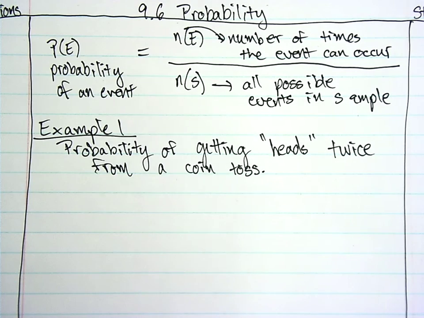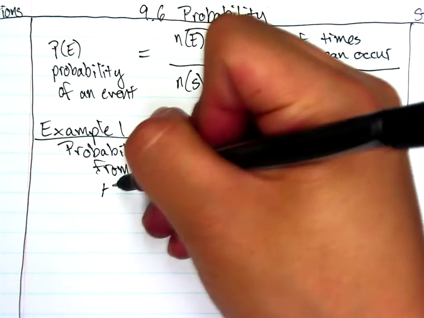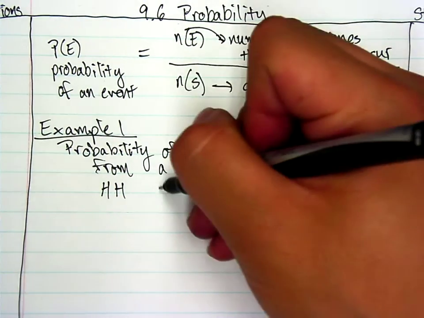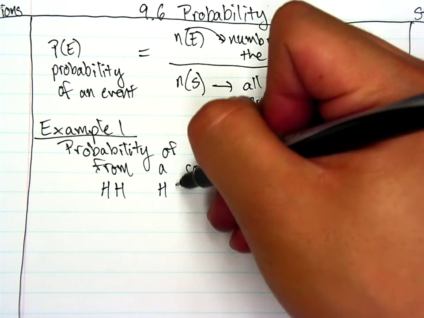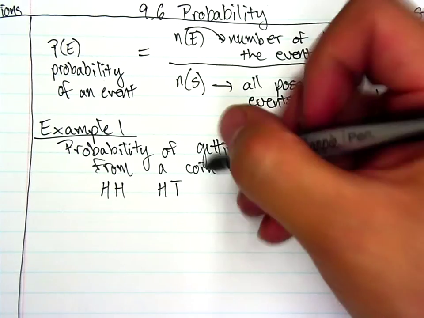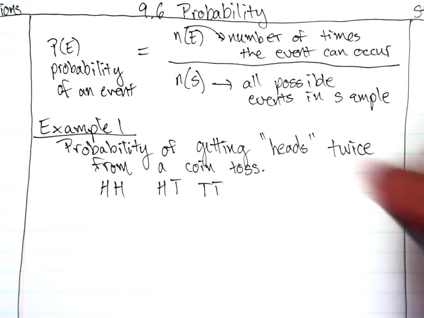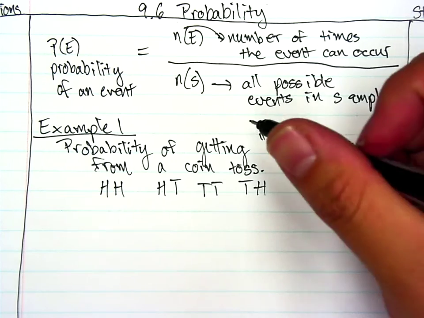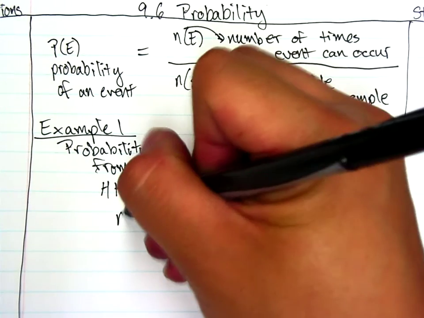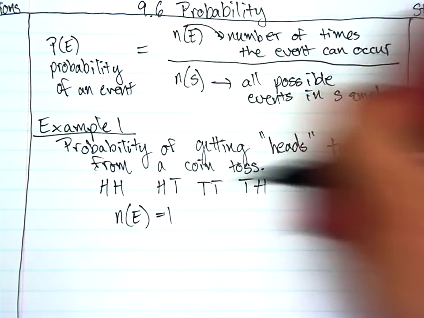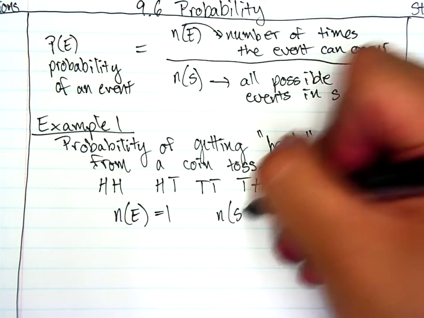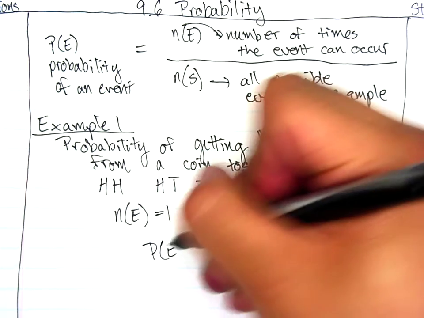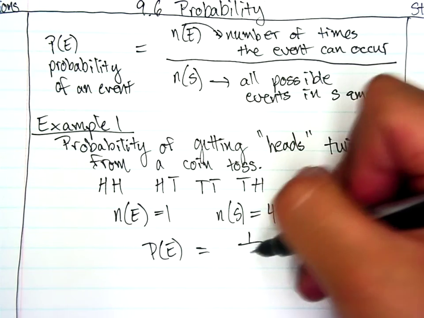So if we were to list out the possible outcomes, what I would have is heads, heads, which is the ideal, or the event that we want. The other event could possibly be getting heads once, then tails the second time. The other one could be tails two times, or we could get tails first and then heads the second time. In this case, the event that we want only happens once. The total number of events in this sample is 4. So the probability of the event that we want, getting heads twice, is going to be 1/4.